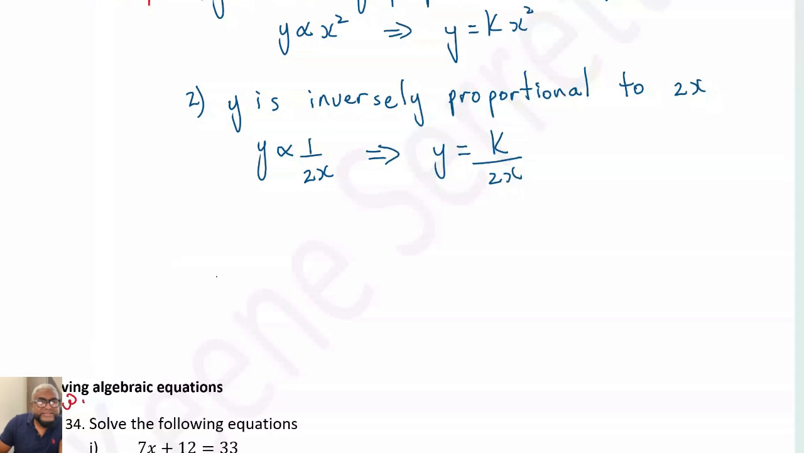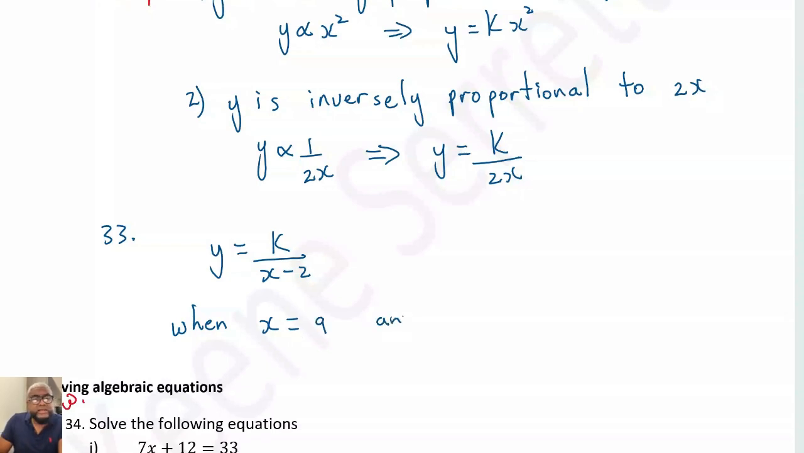There we go. So back to the question, this was question number 33. So I write back the formula. Y is equal to k over x minus 2. And then I'm going to say when CXC gave us these values, when x is equal to 11, and y was equal to 9. So x was 11. Everybody good here, right?